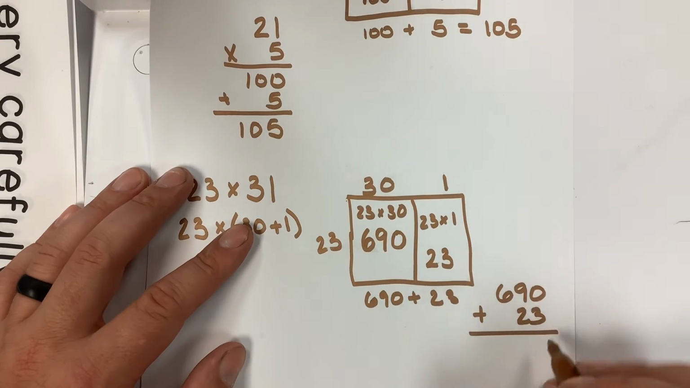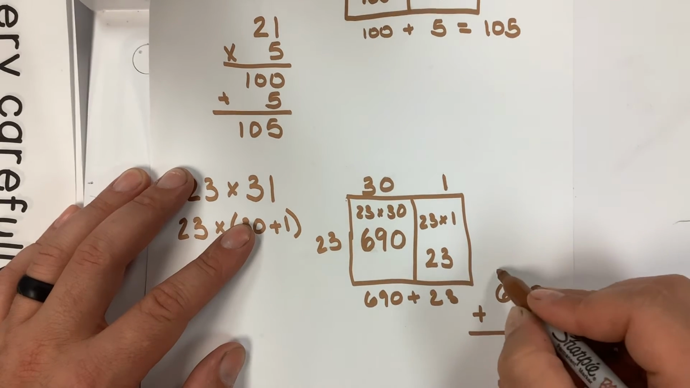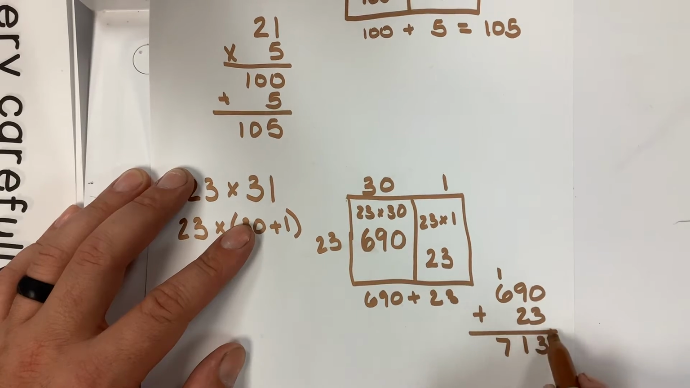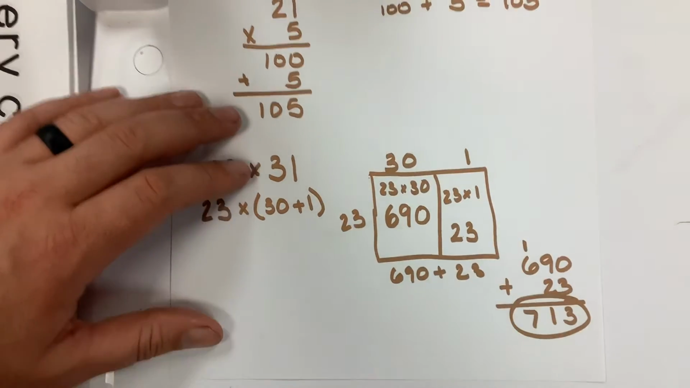0 plus 3 is 3. 9 plus 2 is 11. Bundle the 1. 1 plus 6 is 7. So I should get 713 as an answer.